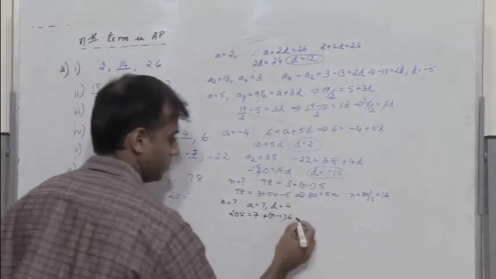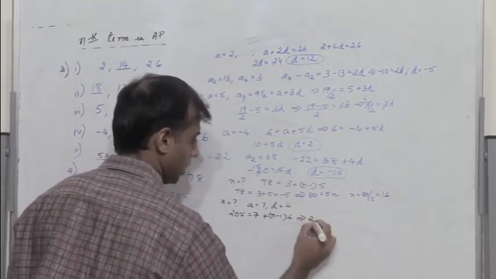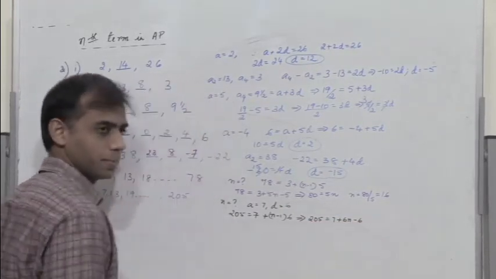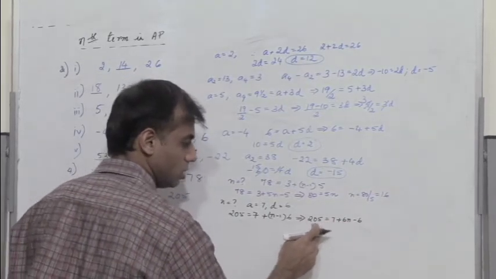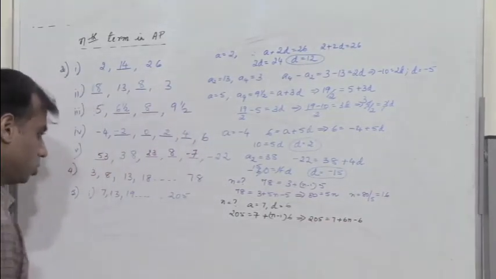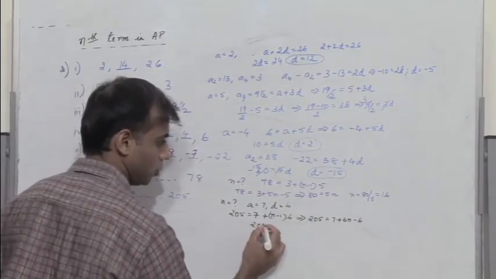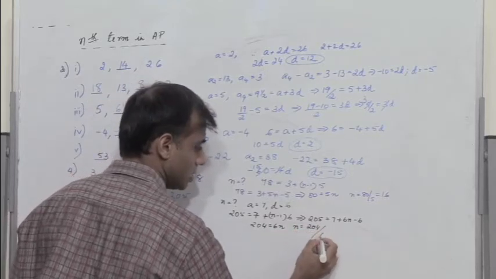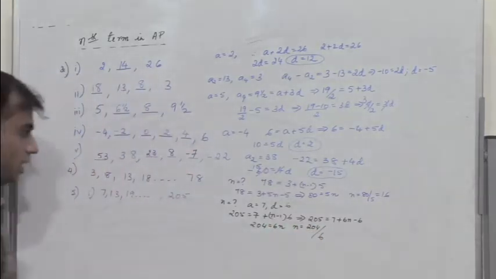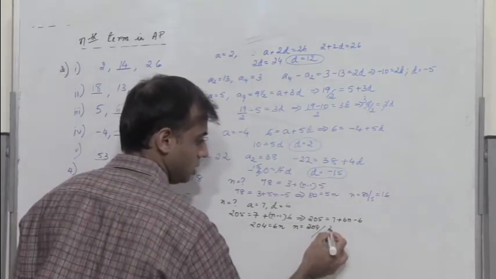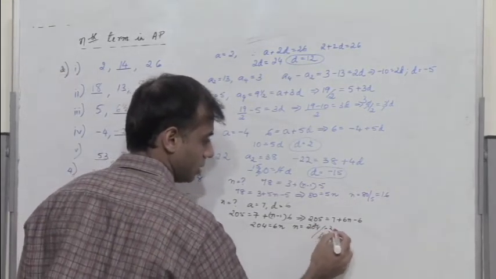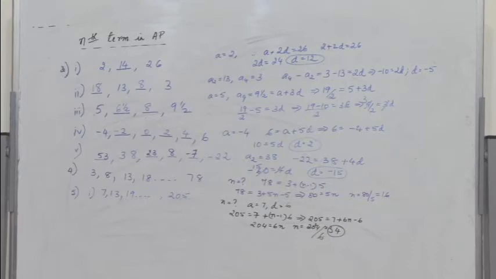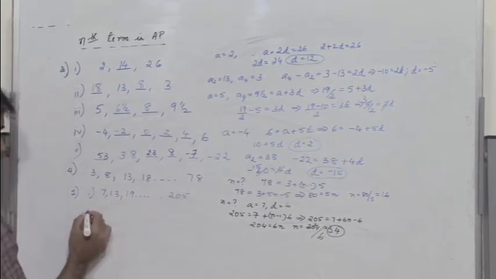So here we have 205 equals 7 plus 6n minus 6. Right? So 7 minus 6 is 1, which goes to the other side, which becomes 204. So you have 204 equals 6n. So n is 204 by 6. Right? So if I divide, 6 3s are 18, so 24 I get, 6 4s are 24. So the value of n is 34. Right? So this is the 34th term.